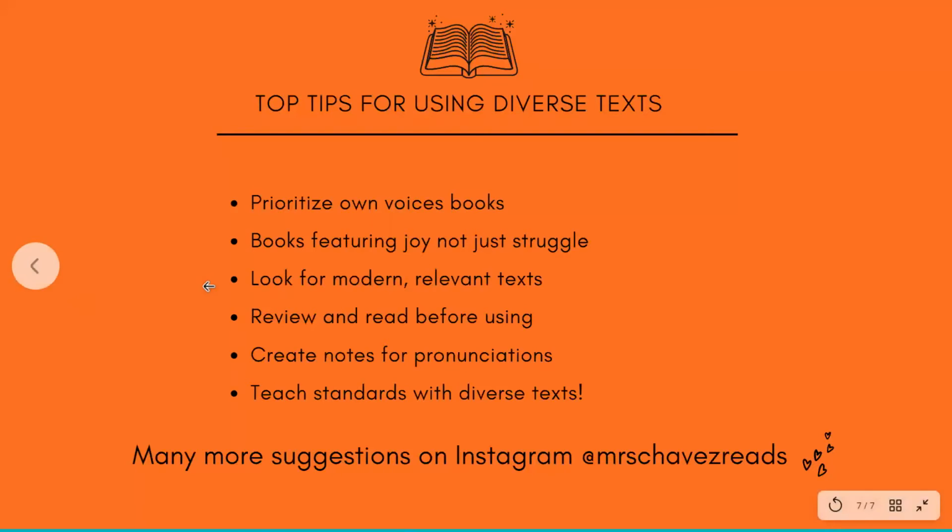Something else that I find really important is to look for modern, relevant texts. Teachers really get in this habit of reading the same book every year. At the beginning of the year, we always read Wimberly Worried, and we always read Chrysanthemum, and we always read these same books over and over. And if you look at the data from 2018, there are very few diverse texts. So just imagine how many there were in the 90s.